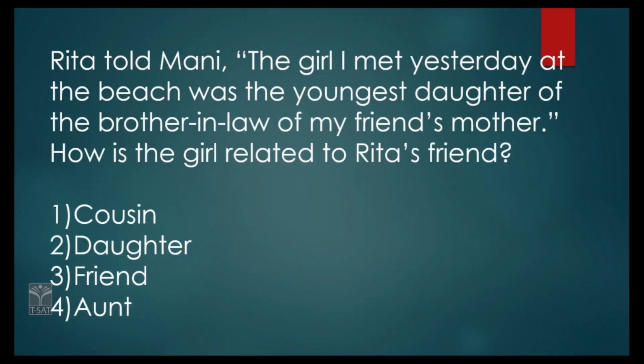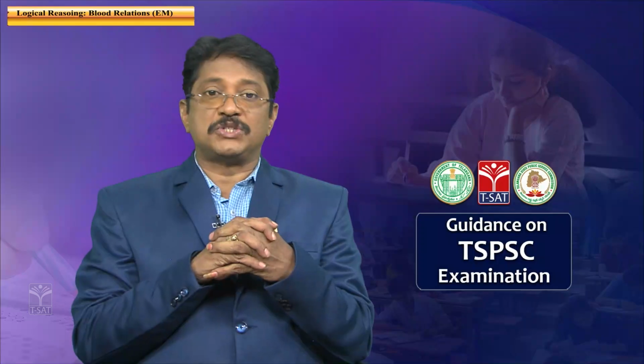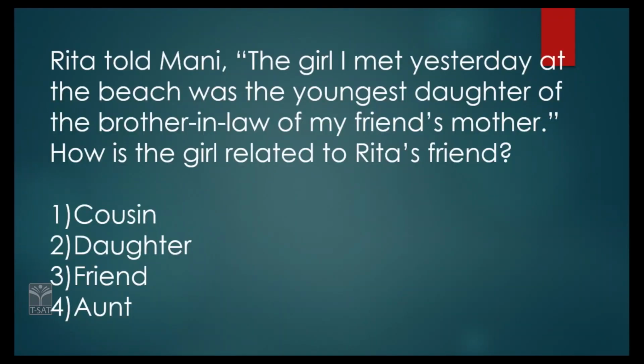Now, Rita told Mani, the girl I met yesterday at the beach was the youngest daughter of the brother-in-law of my friend's mother. How is the girl related to Rita's friend? Whether she is a cousin, daughter, friend, or aunt. This is the question here.